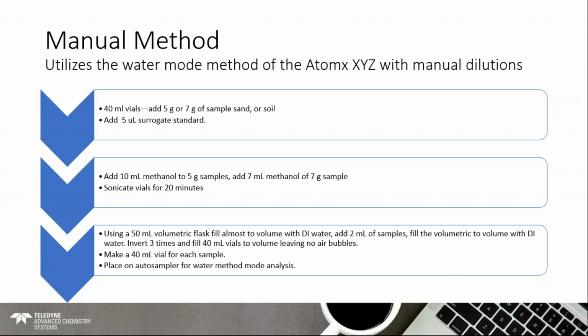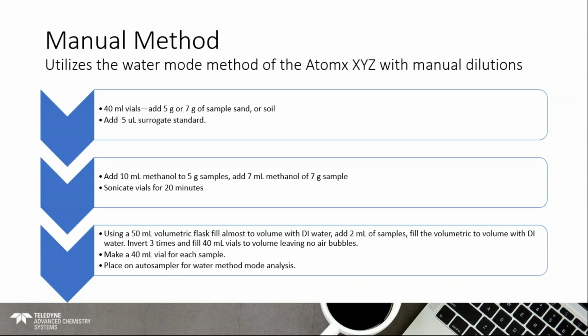So, manual method. The manual method utilizes the water mode method of the Atomx XYZ with manual dilution. Begin by adding your 5 grams or 7 grams of sand or soil sample to a 40 milliliter vial. Add 5 microliters of internal standard or surrogate standard using a gas-tight syringe. Then you can add your methanol, a total of 10 milliliters for a 5 gram sample or 7 milliliters for a 7 gram sample. You will want to sonicate the vial for 20 minutes to get your analytes into the methanol.